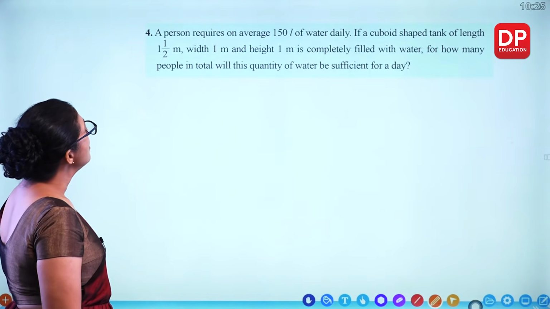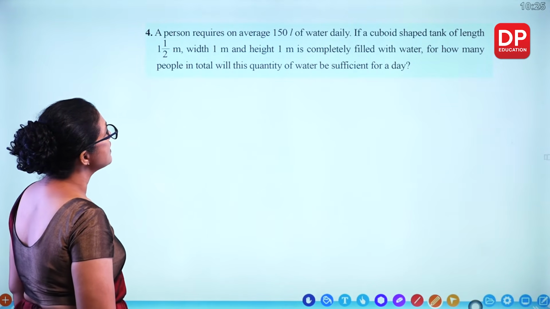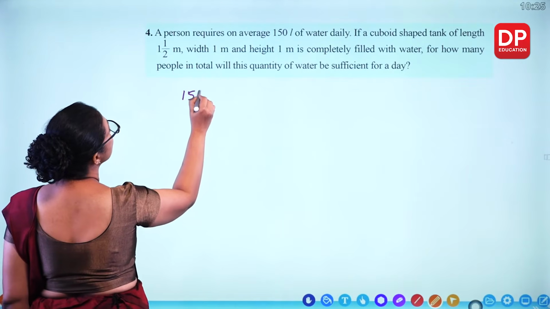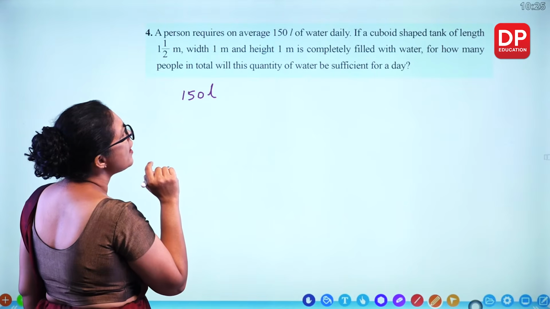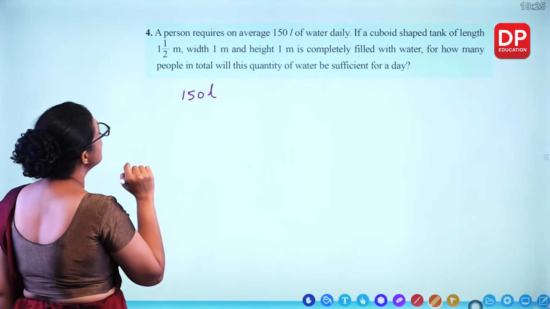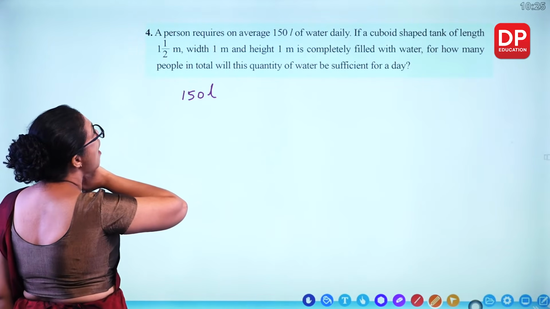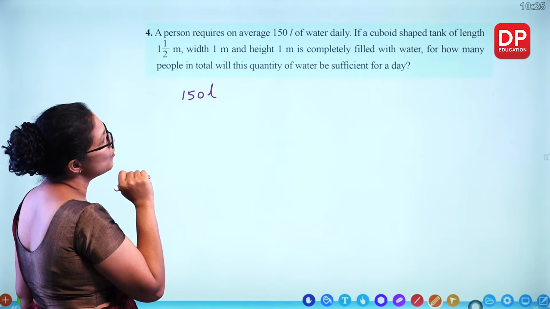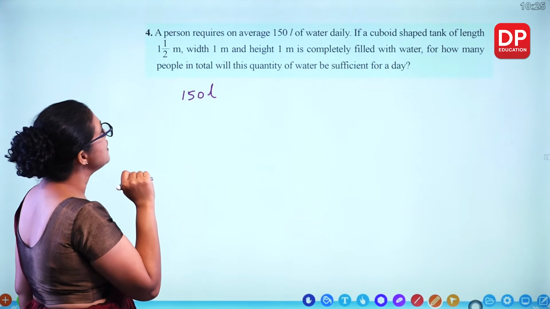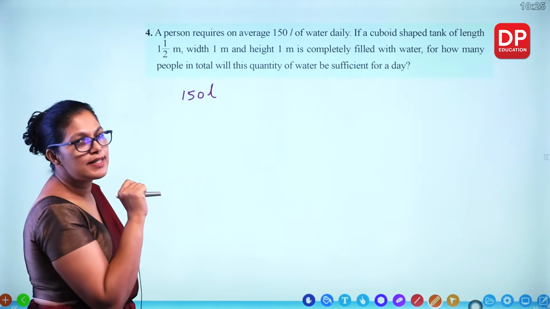Question number 4. A person requires on average 150 liters of water daily. This is daily consumption. If a cuboid shaped tank of length 1.5 meters, width 1 meter and height 1 meter is completely filled with water, for how many people in total will this quantity of water be sufficient for a day?